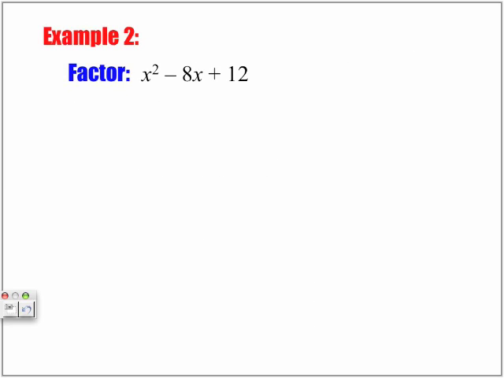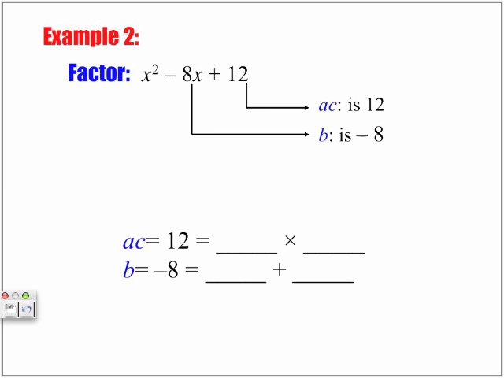Example number 2. We have x squared minus 8x plus 12. What we're trying to find is our AC value, which is 12, and our B value, which is negative 8. We take the sign that's in front of it. So we're trying to find two numbers that multiply to 12 and add up to negative 8. What are our multiples of 12? We have 1 times 12, 2 times 6, 3 times 4.